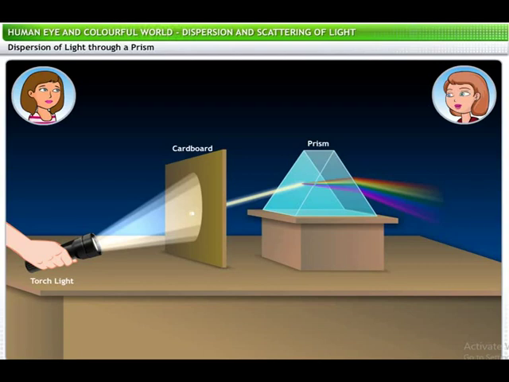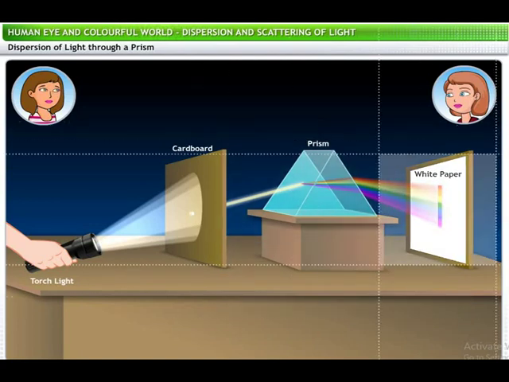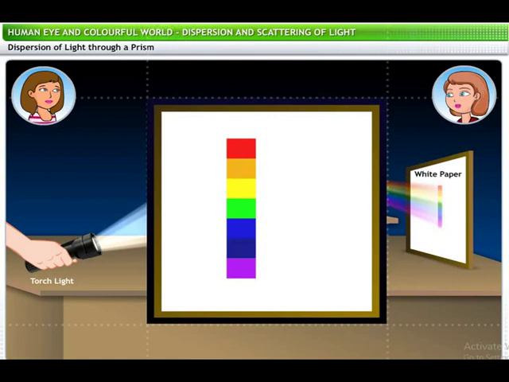Finally, on the other side of the prism, we place a white paper as shown to catch the dispersed emergent beams. This white paper acts as a screen. Can you see that strip of colors? Let's check out the order in which these colors appear from bottom to top.